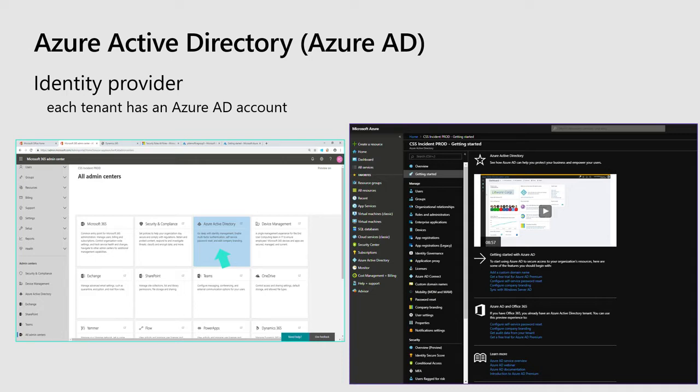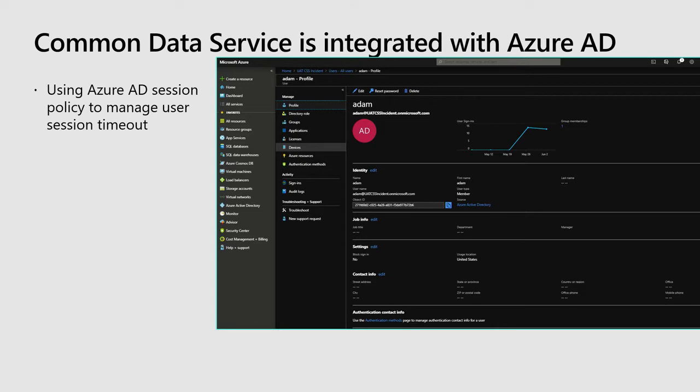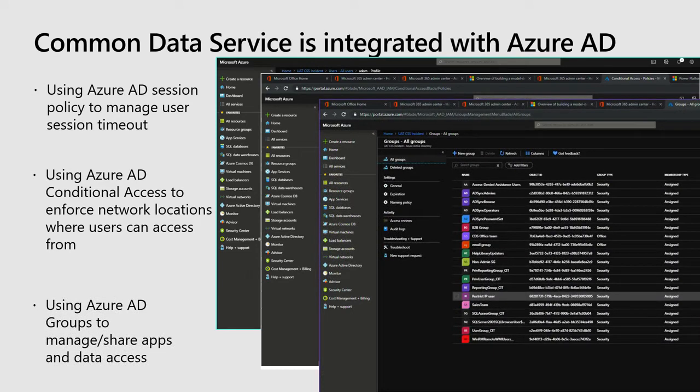So in this particular session, what I'm going to walk you through is how CDS is integrated with Azure Active Directory, and how we're going to be using and honoring Azure Active Directory session policy to manage your user login and also to manage user session timeout. Next, we're going to be using Azure Active Directory Conditional Access to restrict the secure locations where users can log in from. And finally, we're going to be using Azure Active Directory groups to manage sharing applications and also sharing access permissions to your application.